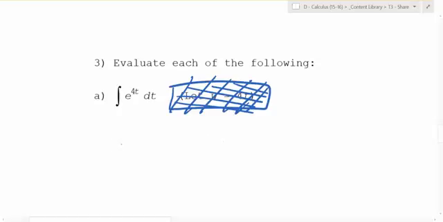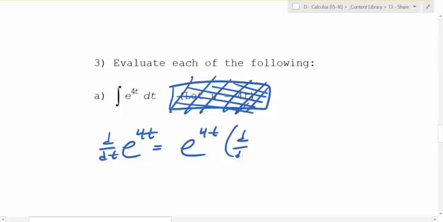E to the 4t over 4. And guess what? You just got it correct. If you just said the integral of this, let's test it and see if it works. If you just did this, you would test it by doing this, right? But if you take that derivative, that's the same thing as e to the 4t times the derivative of 4t.